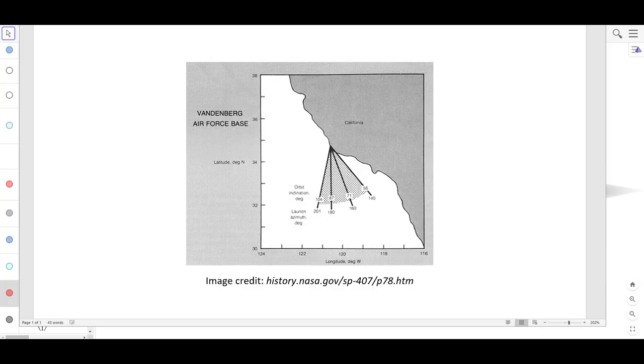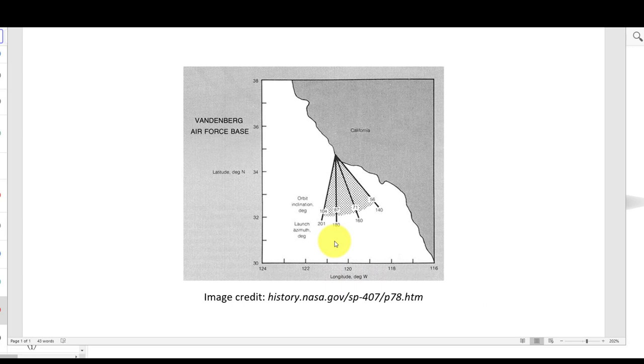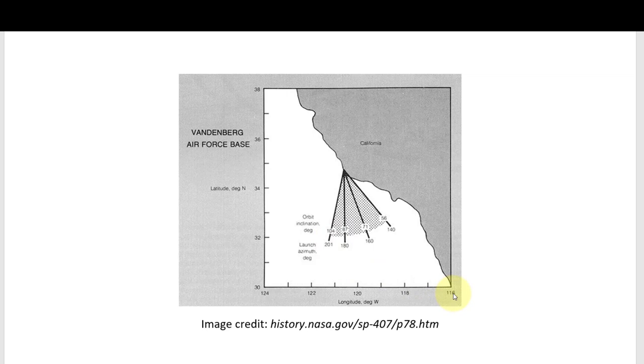Okay, so what you can see here are allowable launch azimuth angles at Vandenberg Air Force Base over in California at a longitude just about close to 121 degrees west, and this is at about 34.7 degrees north. So the launch azimuth angles range from 201 degrees to directly south at 180 up to about 140 degrees as measured from north. And for those various launch azimuth angles, you can see the corresponding orbit inclination that would result.